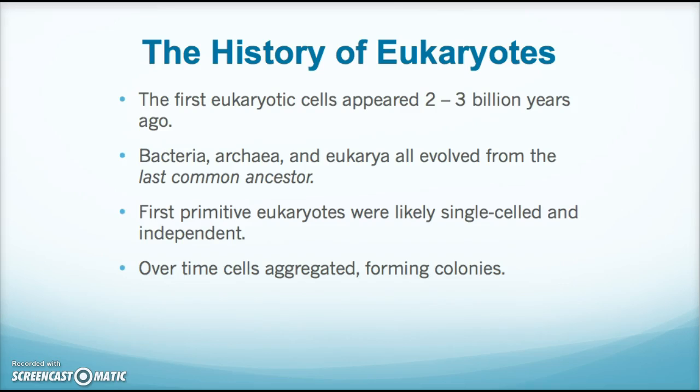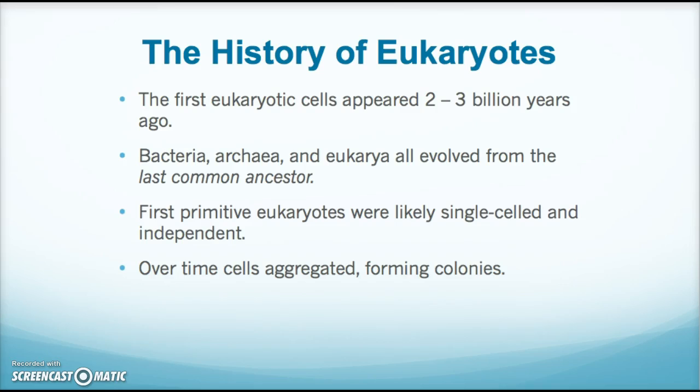The first of these types of cells appeared 2 to 3 billion years ago. Remember that bacteria, archaea, and also eukaryotic cells all evolved from one common ancestor. And the first primitive eukaryotic cells were most likely single-celled and independent. So you can think of them as probably a one-cell organism.